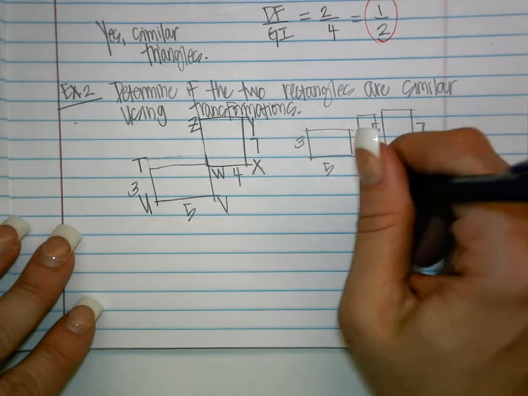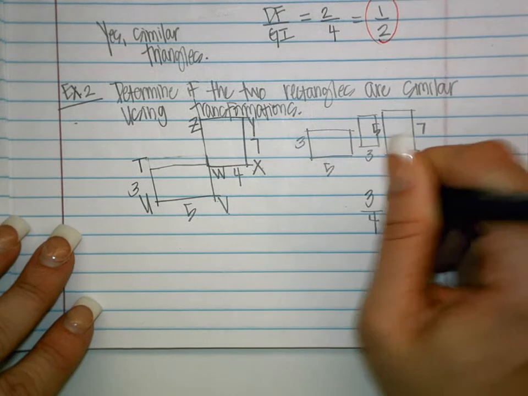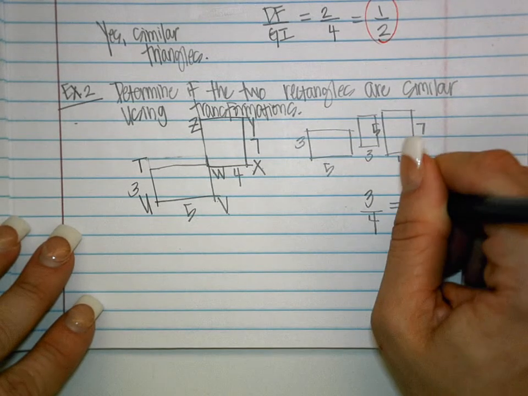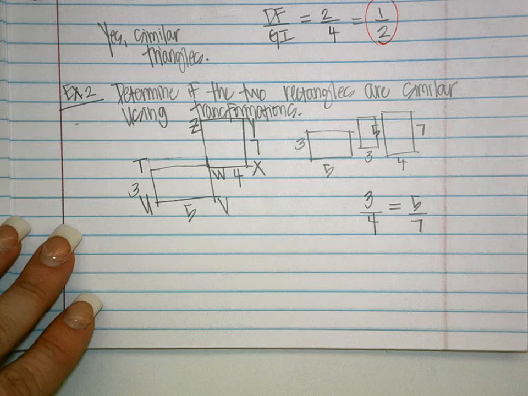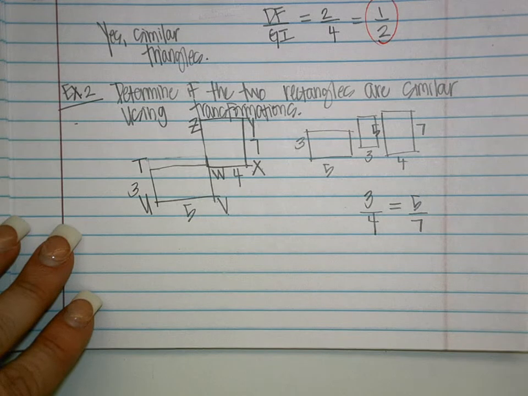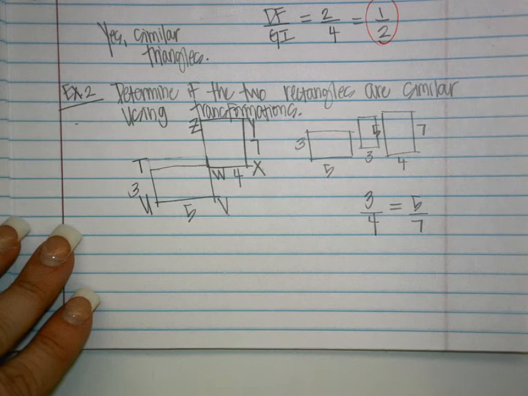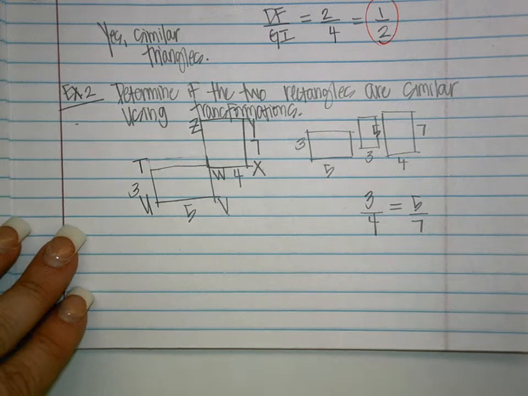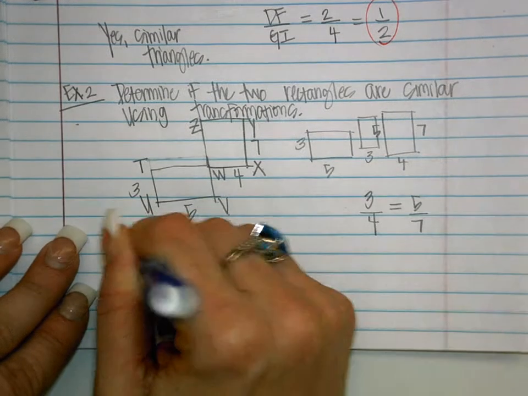So is 3 over 4 equivalent to 5 over 7? Do those equal each other? Are those correct reduced fractions? So do you think that these rectangles are similar? No. Okay, these are not similar.